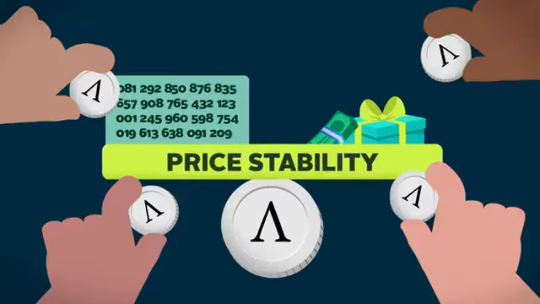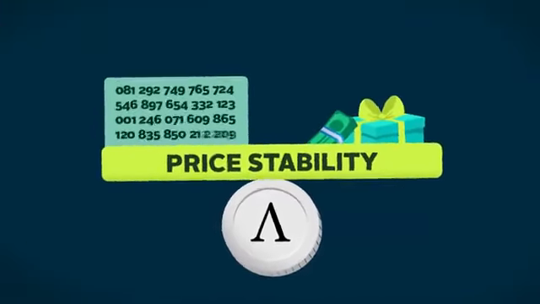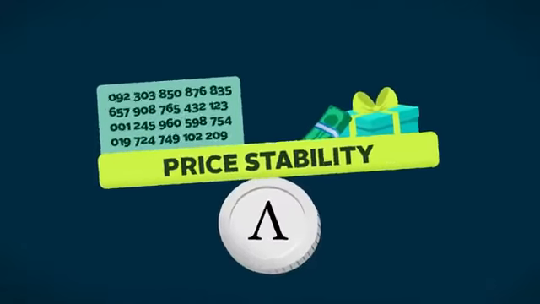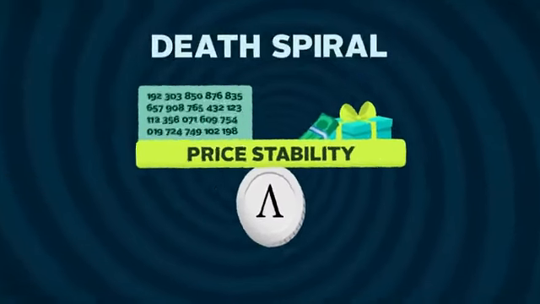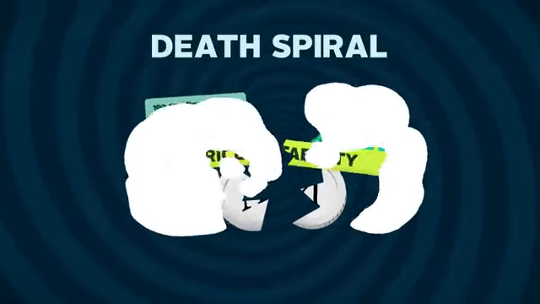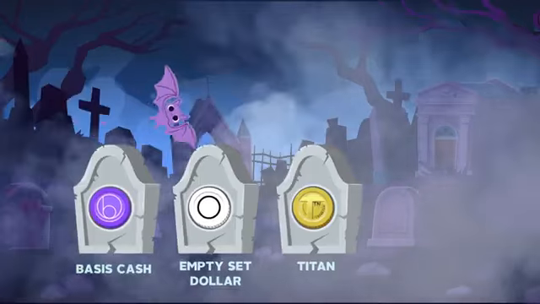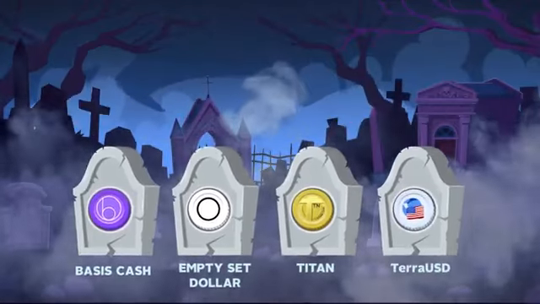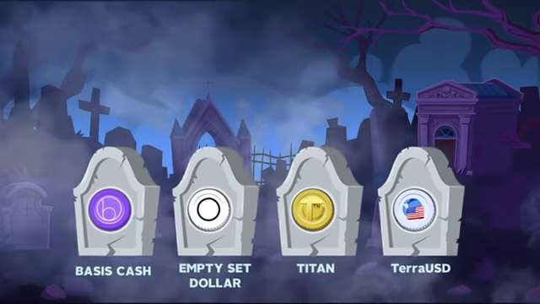However, historically, this mechanism has not been sustainable, since it's dependent on consistent demand being there for the stablecoin, and once that disappears, they go into a so-called death spiral where the mechanism collapses the stablecoin. Basis Cash, Empty Set Dollar, Titan, and most infamously Terra's UST are some of the examples of failed algorithmic stablecoins.